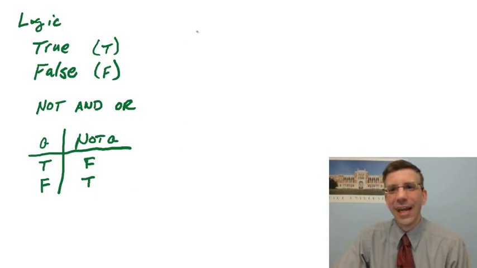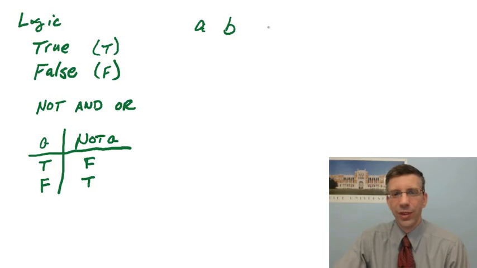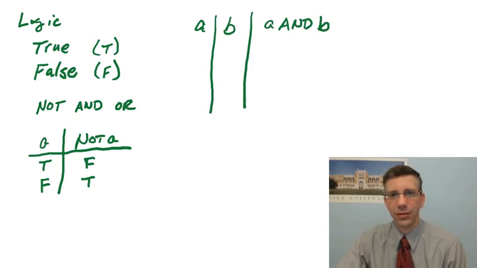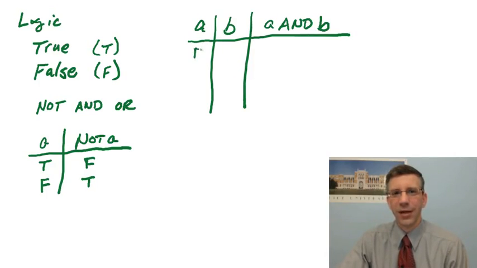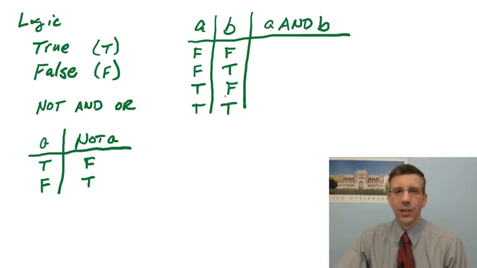Okay, so let's look at and, or now. All right, so I don't have to just have one variable. I can have two Boolean variables, let's say A and B, and then we can look at what does A and B mean. Okay, so I've got more combinations now. A could be false, B could be false, or A could be false and B could be true, or A could be true and B could be false, or they both could be true. And that's it. Those are the four different combinations of A and B.